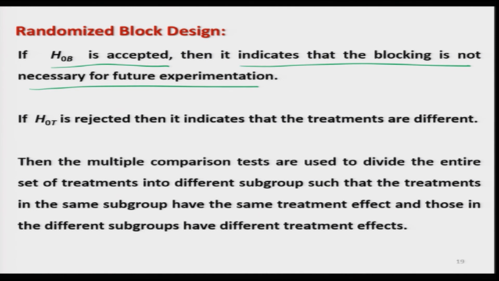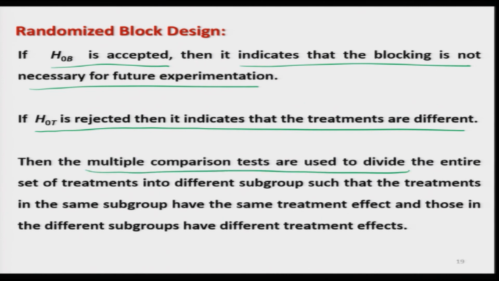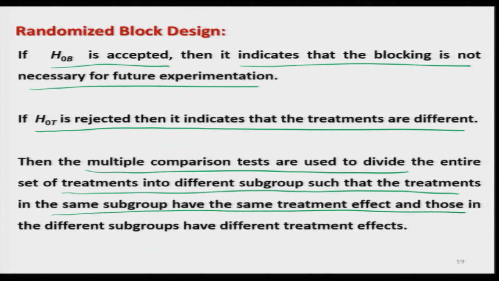right. And in case the null hypothesis for the treatment is rejected, then it is going to indicate that the treatments are different, right. Now, the question will be which of the treatments have got the same effect and which of the treatments have got a different effect. So, for that you can go for the multiple comparison test and try to divide the entire set of treatments into different subgroups, such that the treatments in the same subgroup have the same treatment effect, and those in different subgroups have a different treatment effect.